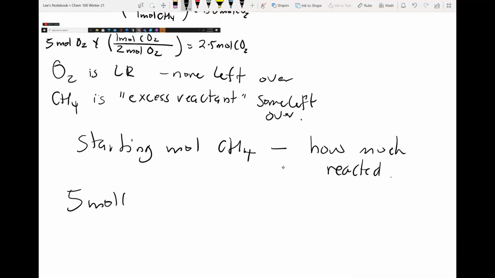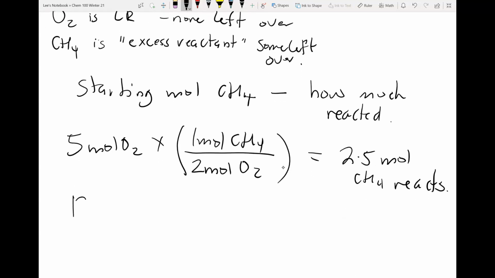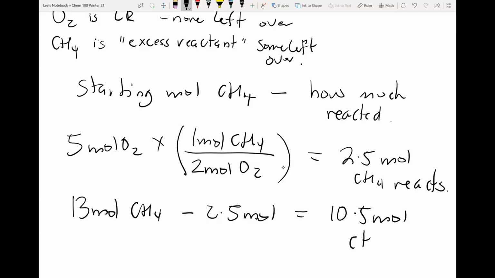5 mole, the entire 5 mole of the O2 is going to react, and we have 1 mole of methane for every 2 mole of O2 in our balanced equation. So that means that 2.5 mole of methane reacts. Here we go. So if I started with 13 moles of methane and I use up 2.5 moles, that means that 10.5 mole of methane remains.